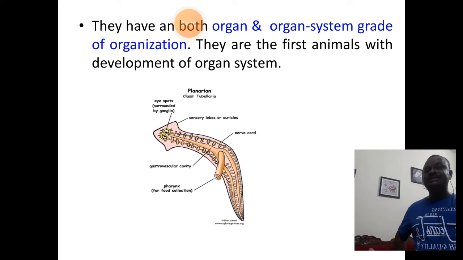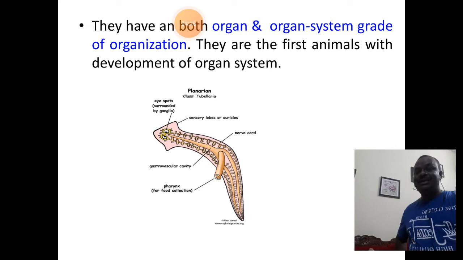In flatworms, students remember, flatworms are the first animals to develop the organ system grade of body organization. Okay, so that's about the body organization of flatworms.